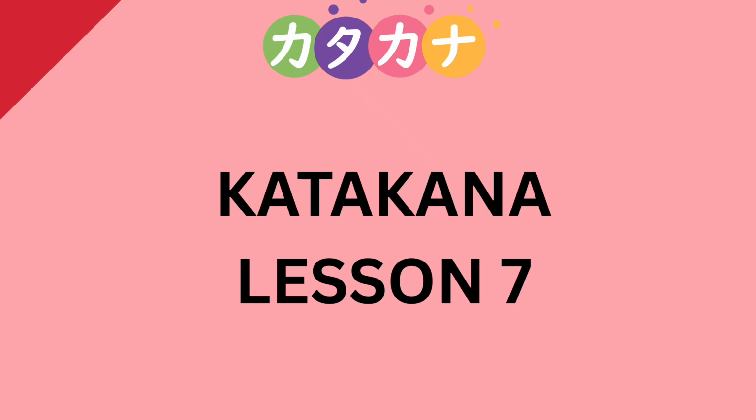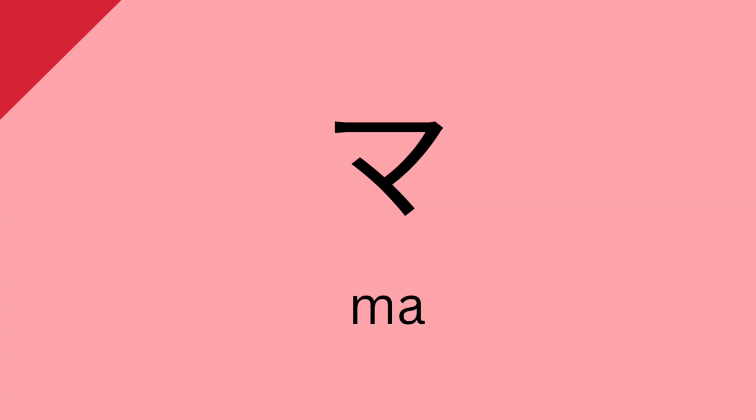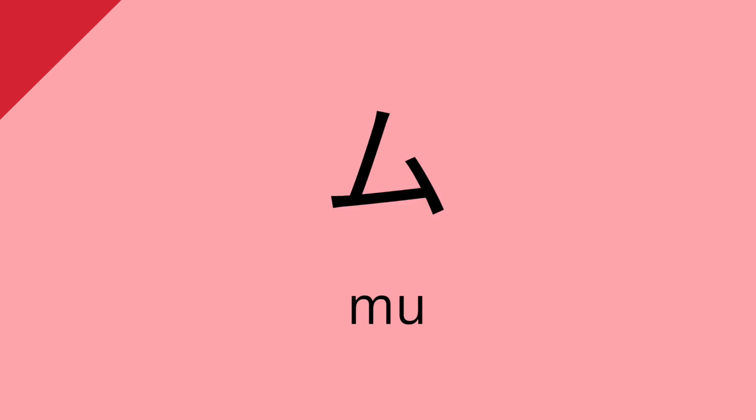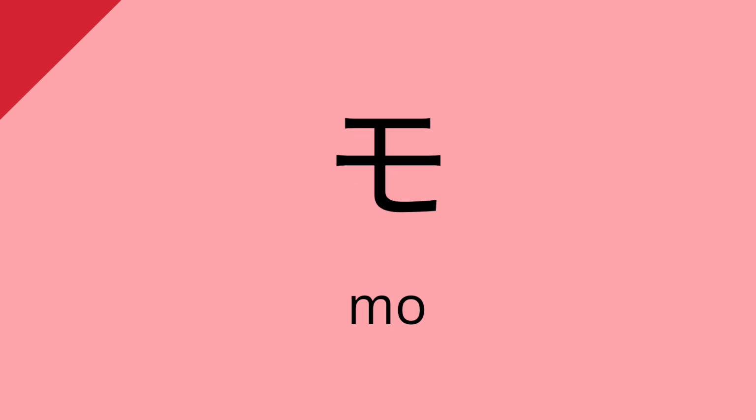In lesson 7, we learn the M-row. Let's learn their pronunciation and stroke order and practice reading each character together. The M-row characters are ma, mi, mu, me, mo. This is ma. This is mi. This is mu. This is me. And this is mo. Now let's check out the stroke order of the M-row.